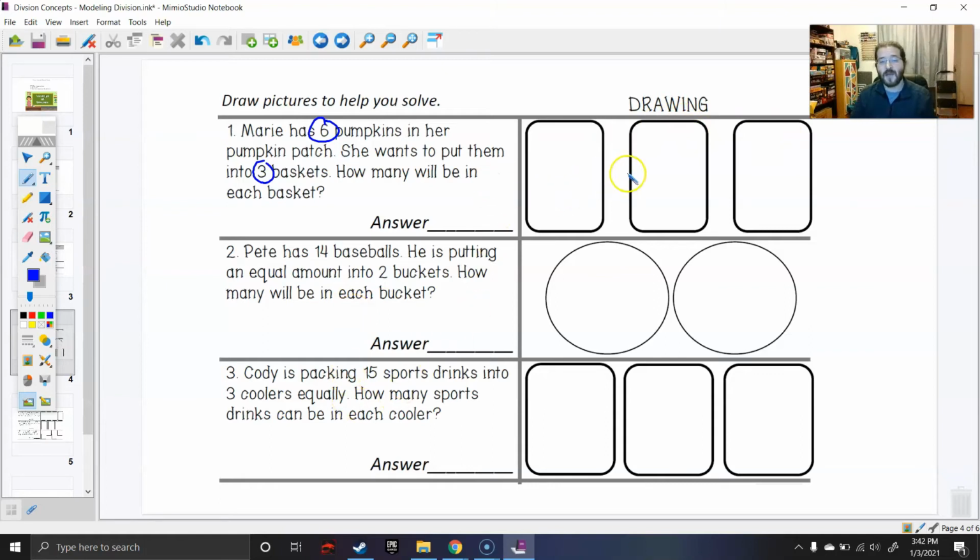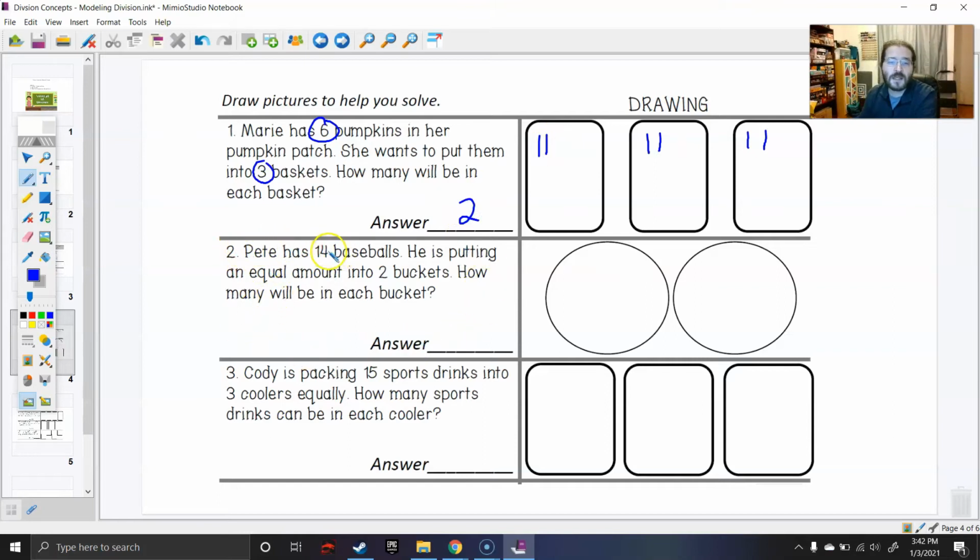So when we have something like this, we could either draw a circle or we just use this one that we have. So we go 1, 2, 3, and then we keep on counting until we get to 6. 4, 5, 6. So how many are in each basket? Well, we have 1, 2. Not too bad, right? All right.